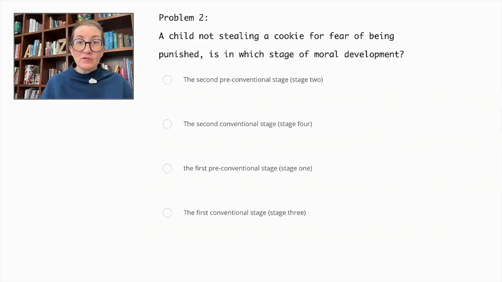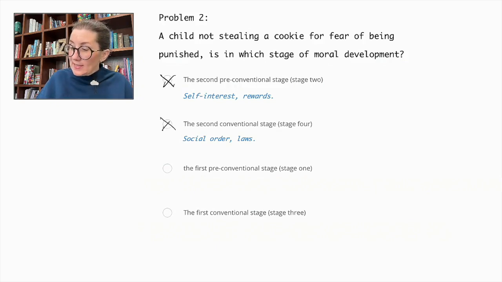In the second pre-conventional stage, stage 2, moral reasoning is based on self-interest and rewards, not fear of punishment. So we can eliminate that. In the second conventional stage, which is stage 4, morality focuses on maintaining social order and obeying laws. So we can cross that out as well. The first conventional stage, stage 3, involves seeking approval and maintaining good relationships, which is more about social expectations. So let's cross that out as well.